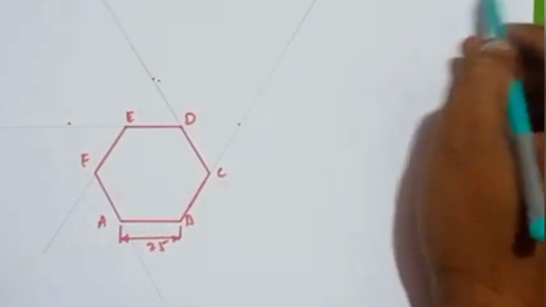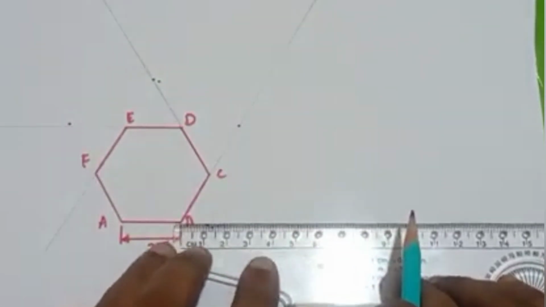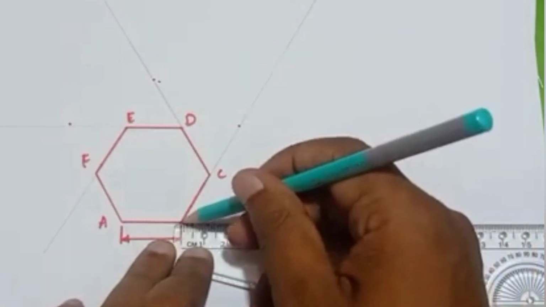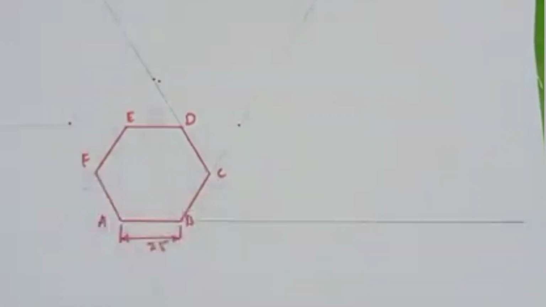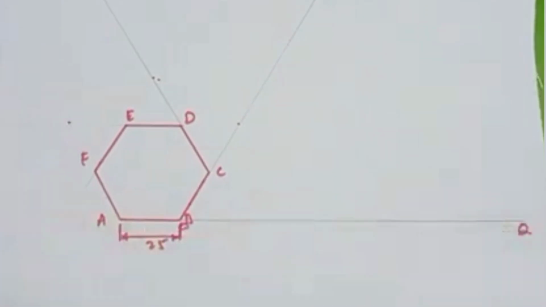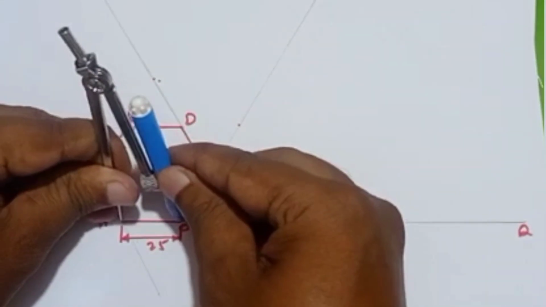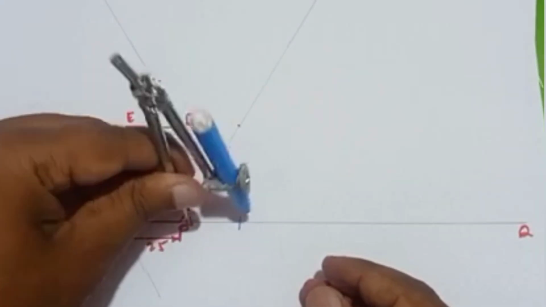So now I'll be drawing this peripheral length. The peripheral length is 150 mm. 150 mm means it is 15 centimeter from the scale. Draw a horizontal line of 150 mm. Now you can mark this as PQ. Take the compass, measure the length of 25 mm, and we have to cut 6 arcs here. So keeping at the point P, start cutting the arcs.